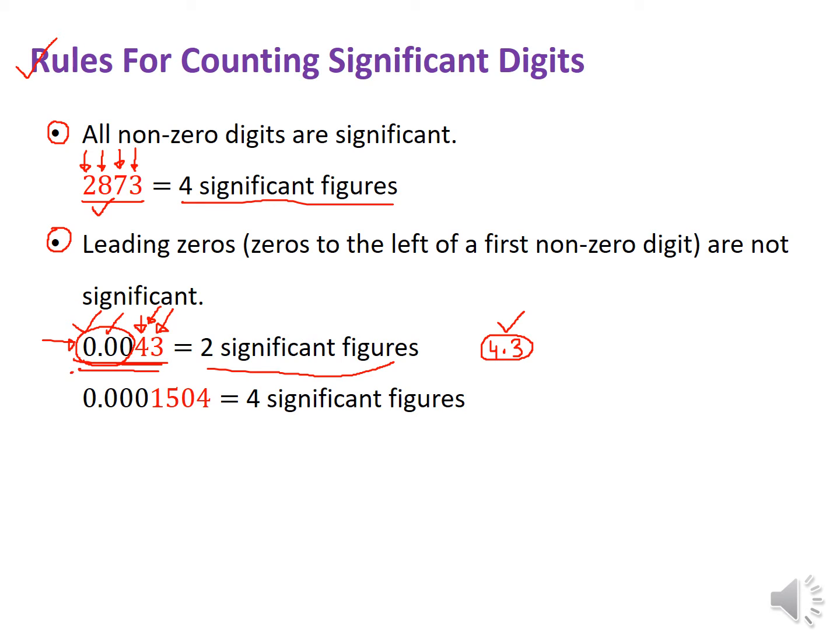So in the number 0.0043 the leading zeros are not significant and 4 and 3 are the 2 significant digits, and hence in this number we have 2 significant figures. Similarly, in the number 0.0001504, these zeros are leading zeros and hence these are not significant. So here 1 is the first significant digit, 5 is the second significant digit, 0 is the third significant digit and 4 is the fourth significant digit. So in this number we have 4 significant figures.